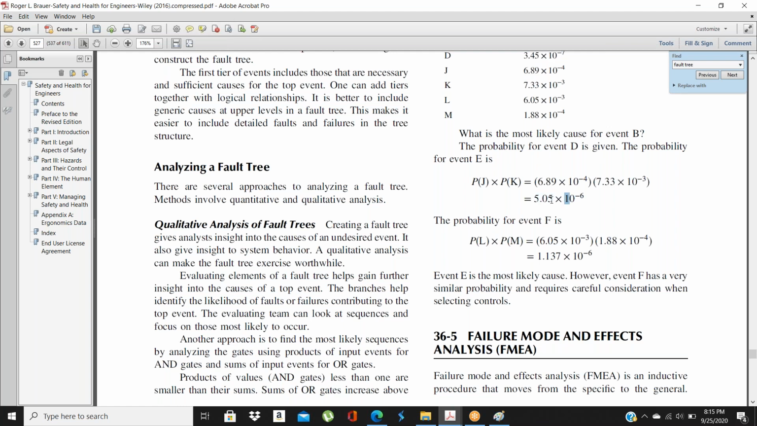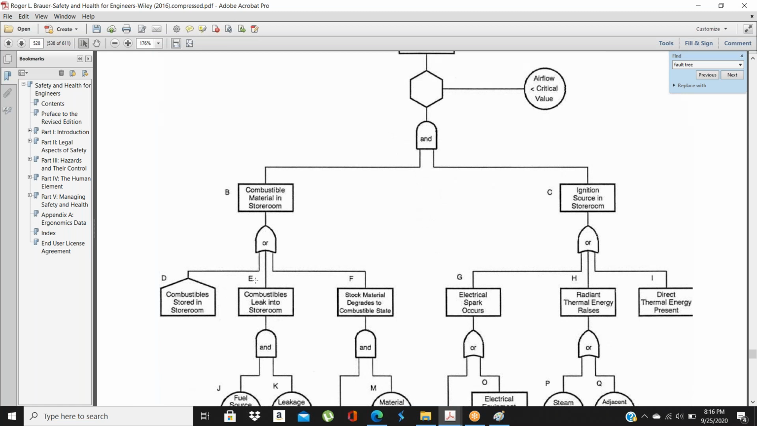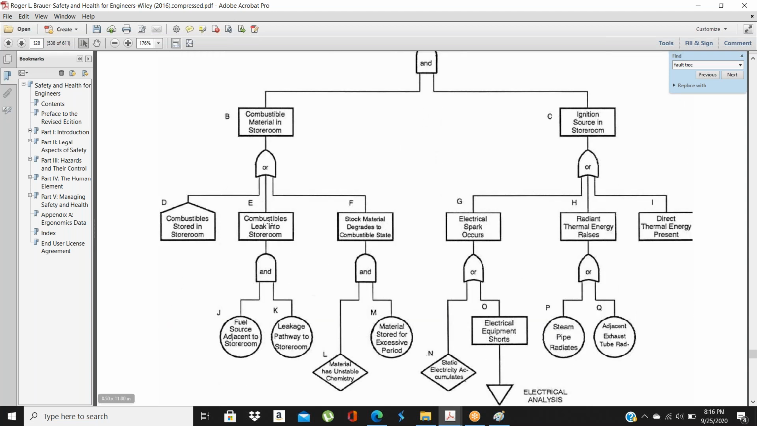5.05. So here the probability of this B event is high. Maybe this event occurs because it is occurring more as compared to the other two events. So this has the minimum cut rate for this B. Here the chance is more, so maybe this event is the one occurring.